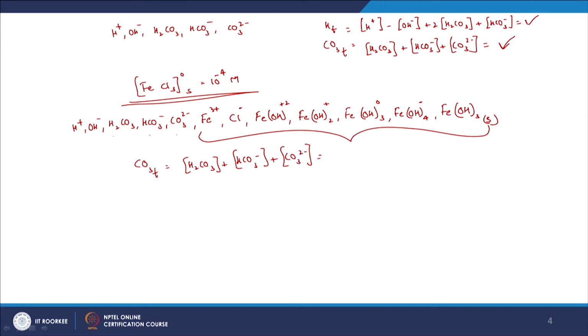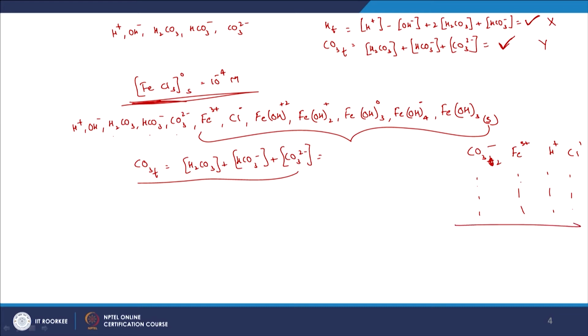So we already have the initial value of H total, let us say X, right, and let us say CO3 total was equal to Y, we already calculated that. And here by adding FeCl3, if you keep in mind, now the tableau is CO3 total, Fe total or CO3 2 minus, Fe3 plus and H plus and Cl minus, and I list all the species and formation from the formation equation. I am not going to list that.